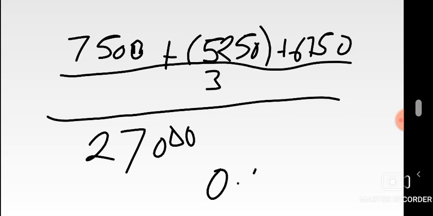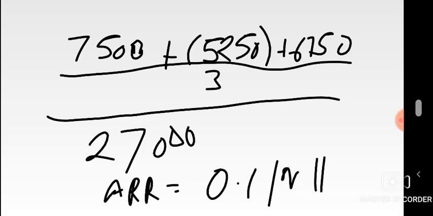Therefore, you'll find that gives you 0.11 as your accounting rate of return, which can be changed to a percentage if you want, or 11%. So you can use either the decimal or the percentage, and it will be marked. That's how you answer the first part, the accounting rate of return.